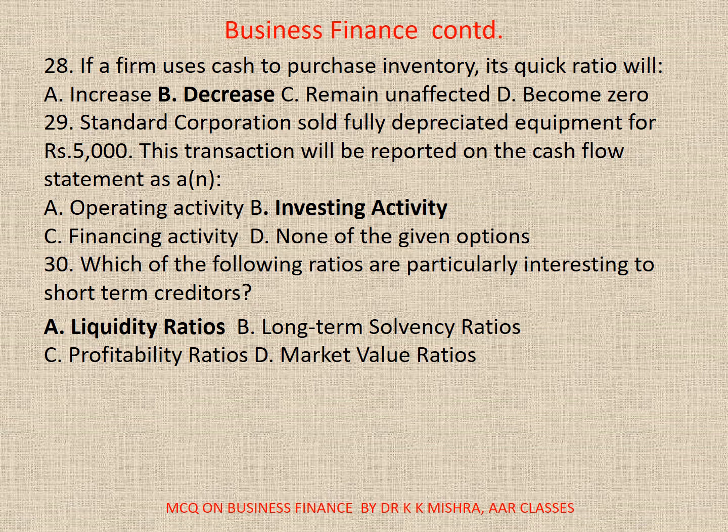Now question number 30. Which of the following ratios are particularly interesting to short-term creditors? So here the correct option is A. Liquidity ratios.